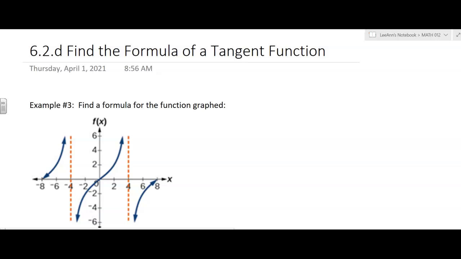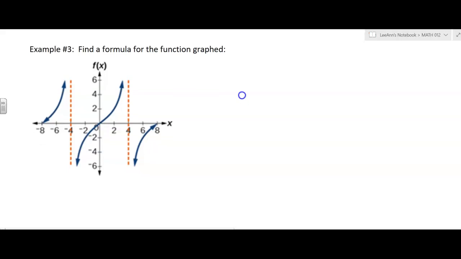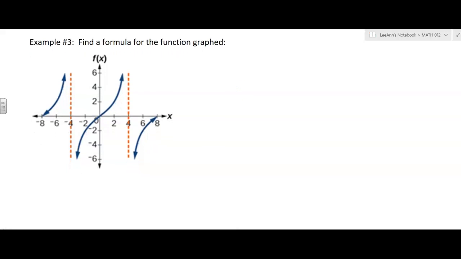Okay, so now they're going to give us the graph and we have to find the formula. And I realize that this might be confusing. It's like, well, how am I going to know if there's a phase shift? Because the last one had a phase shift, but it didn't look like it. Go with what's the easiest. You know, just assume that it's a friendly problem and go the easiest route.